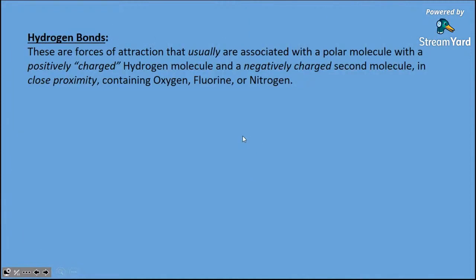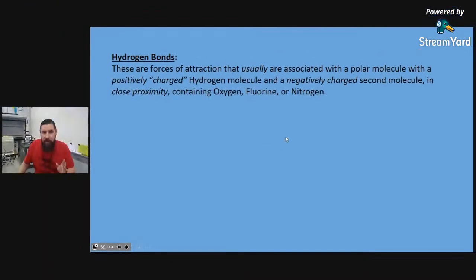Now, the reason why some places are going to tell you that there's 5 types of IMFs is they count hydrogen bonding as its own unique type of intermolecular force. But in reality, hydrogen bonding is just a special type of dipole-dipole. Okay? And when you have hydrogen bonding, this is a force of attraction that is going to be associated with a polar molecule that contains a positively charged hydrogen.